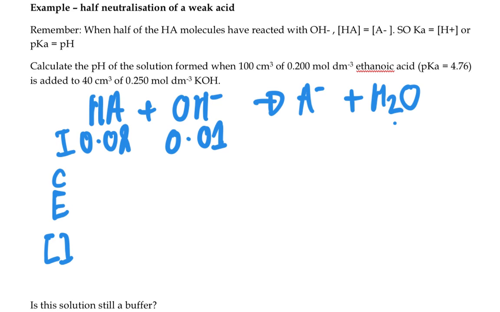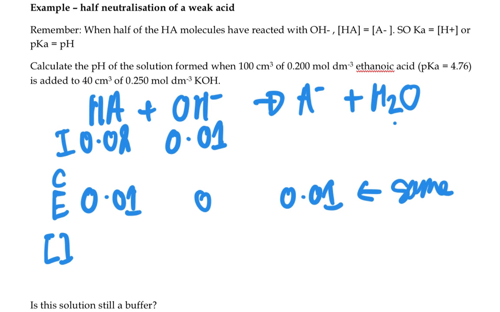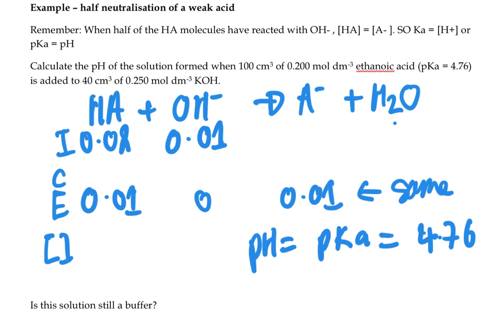And that means I'd be left at the end with 0.01 moles of HA, no moles of OH minus, and 0.01 moles of A minus. So these two are the same. And that means that in my Ka expression, my HA and A minus would cancel each other out, because if you divide a number by itself, you get 1. And therefore, pH equals pKa, so pH is equal to the 4.76 I've been given.